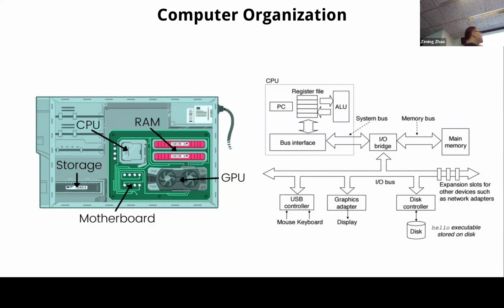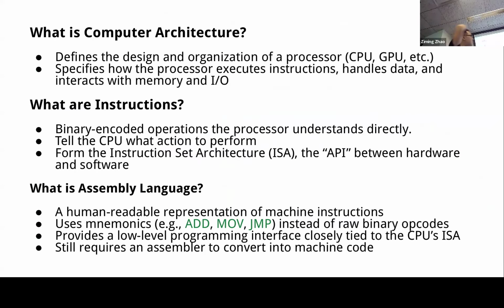Last week, we talked a little bit about North Bridge and South Bridge. There are different buses on the motherboard. North Bridge is usually faster, for high performance devices, than South Bridge, which handles other devices like USB and disk that are much slower. So then what is computer architecture?